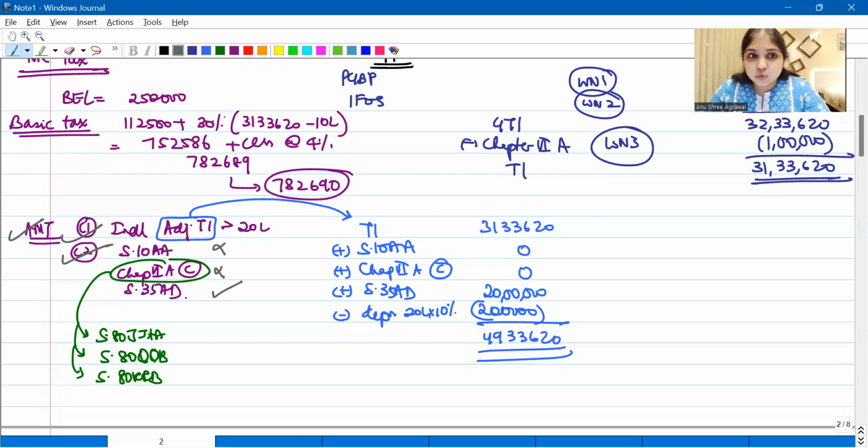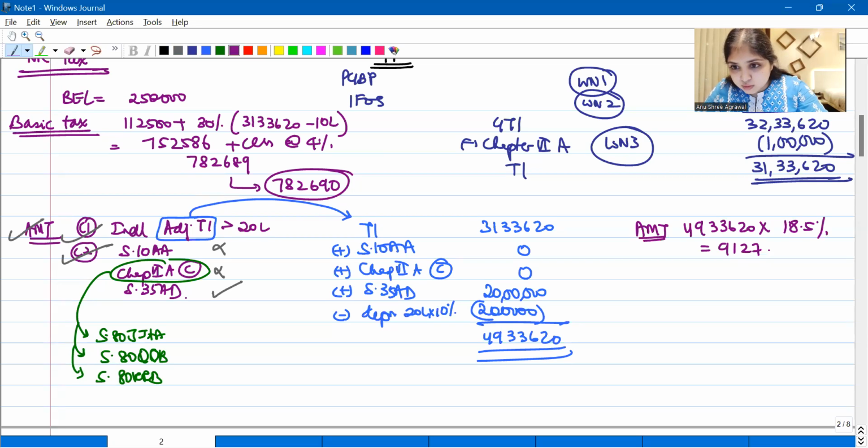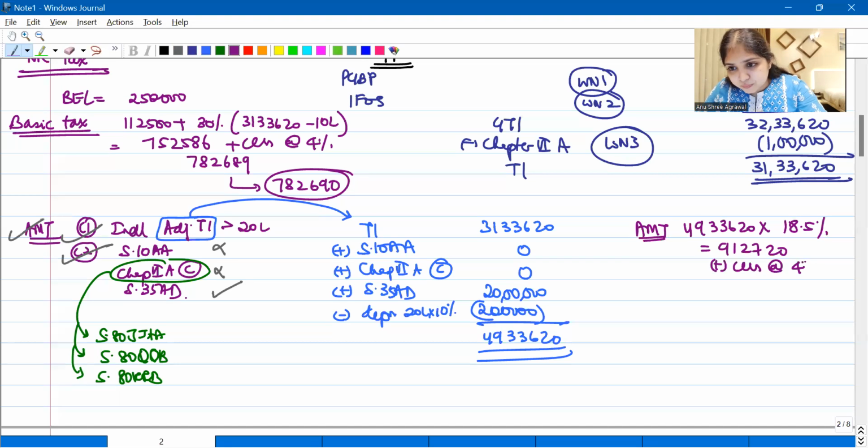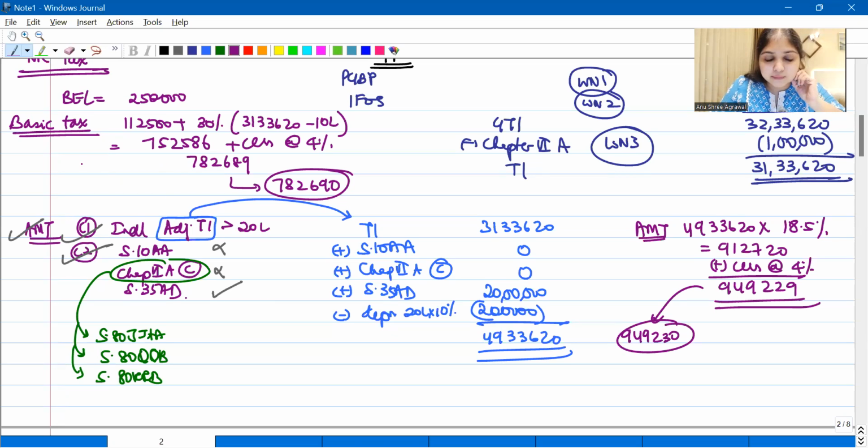Now tell me, how will I compute AMT? At what rate will I compute AMT? Tell me. AMT will be 49,33,620 into what rate? Into 18.5%. That is going to be 9,12,720. Straight away, we'll add cess. We'll add cess at 4%, which after cess, it's going to be 9,49,229, which we will round off to how much? Which we will round off to 9,49,230.